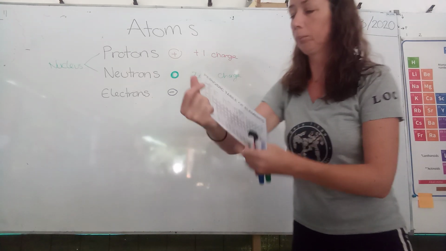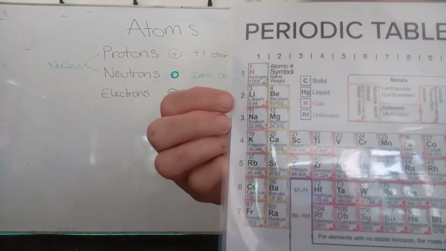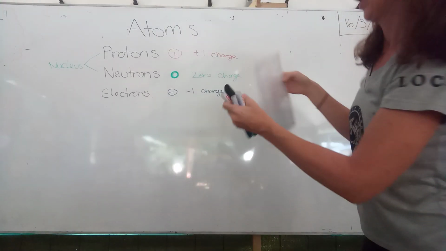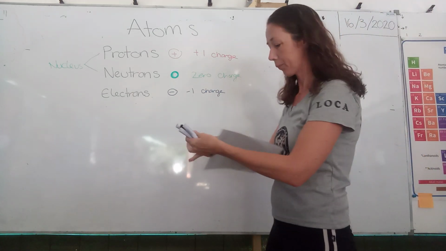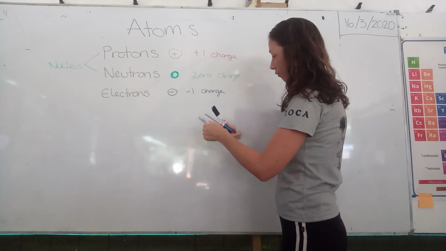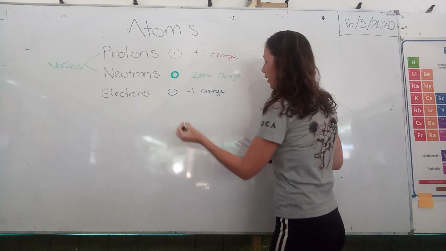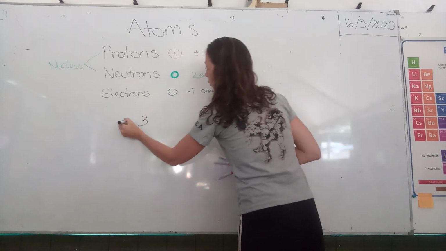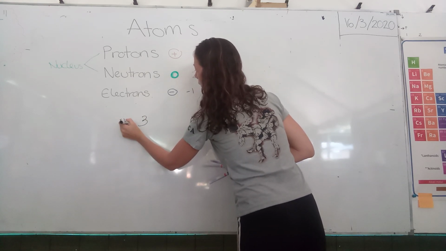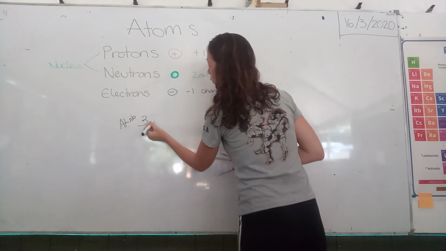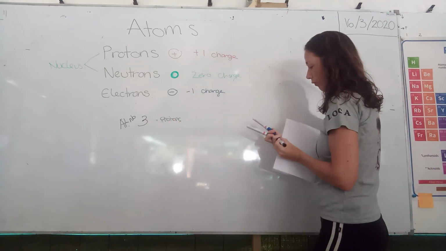So now let's pick an atom. We'll go for lithium, okay? Lithium, if you see it down here, is number 3. So you've got Li. Li is the symbol for lithium. Lithium has number 3. So what does that mean? Number 3 up here is your atomic number. And this is also equal to the number of protons. So we know he's got 3 protons.